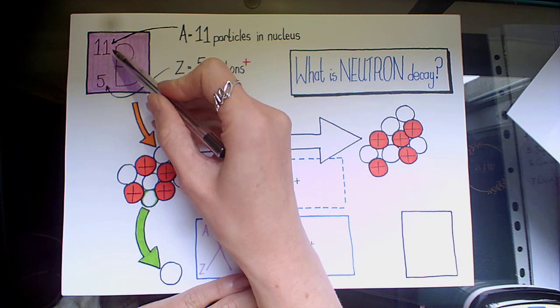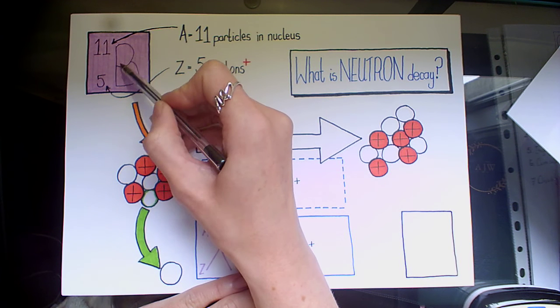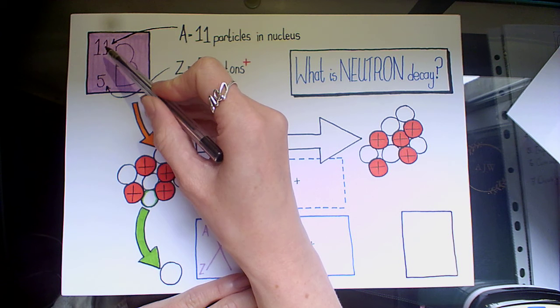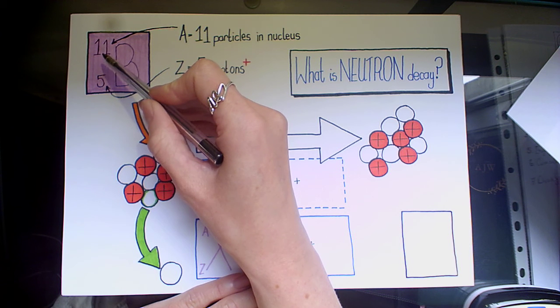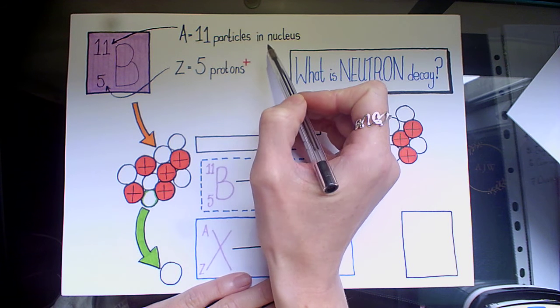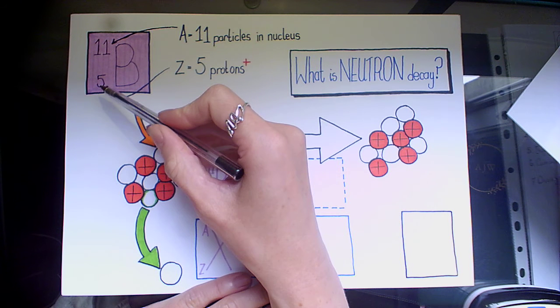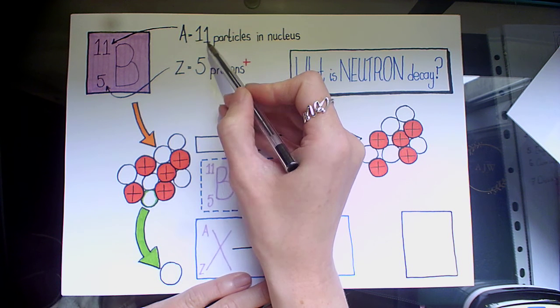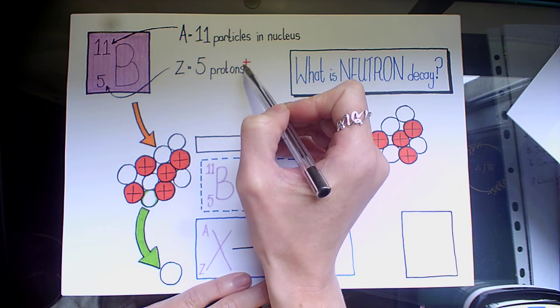For this example, I've chosen the element boron. So an atom of boron has a mass number of 11. That tells us that there are 11 particles in its nucleus. It also has a Z, an atomic number or a proton number of 5, which tells us of those 11 particles, 5 are positive protons.